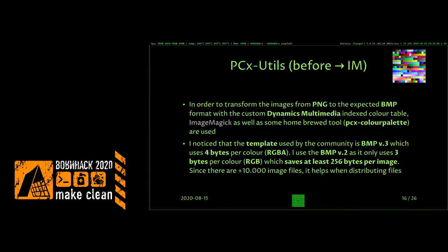So I might be able to save 256 bytes, because you have to understand that it's just the index of the colors, and then you have just a pointer to each index. So I was able to reduce 256 bytes per picture, and you might say, well, that's not a lot. But when you make 10,000 images, that's actually quite a lot of bytes that you save.